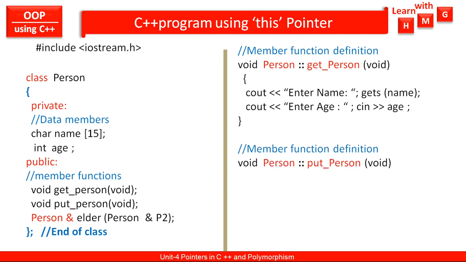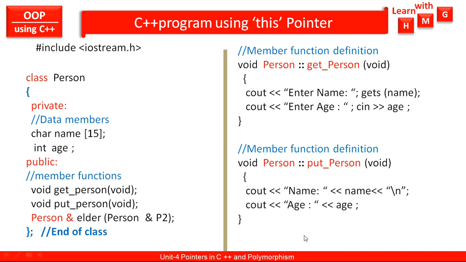Second member function definition is the putPerson function. The putPerson function is a member of the person class, so it is defined using the scope resolution operator. It does not return any value, so void return type, and does not accept any argument, void argument. Using cout name, cout age. So here both data members are displayed, one entity on one line. So like this, name is equal to name and age is equal to age.